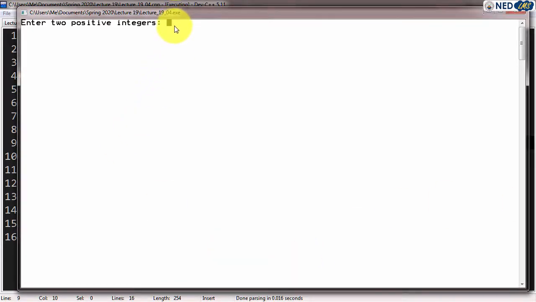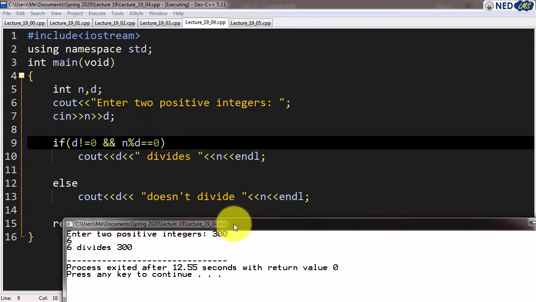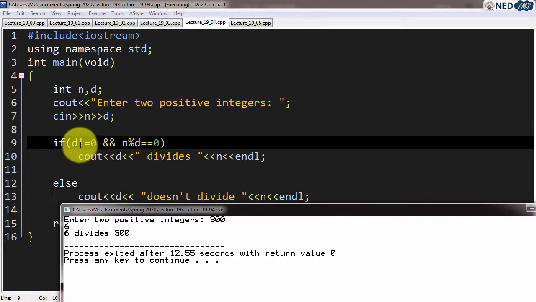So enter two numbers. So let's say I press 306. So it says 6 divides 300. Yep, because 300 is the numerator and 6 is the denominator. So d is not equal to 0. So this condition evaluates to true because 6 is not equal to 0. And that is actually true. And 300 percentage d, 300 remainder 6, is actually 0. So I think the answer should be 50 if you divide it. So the remainder is obviously 0.